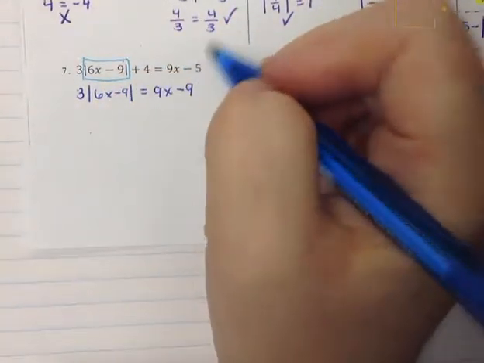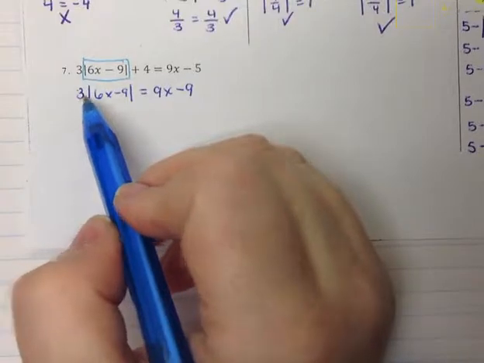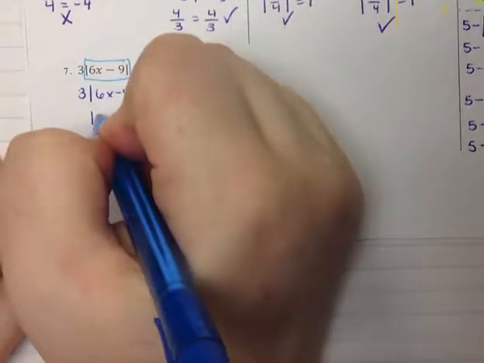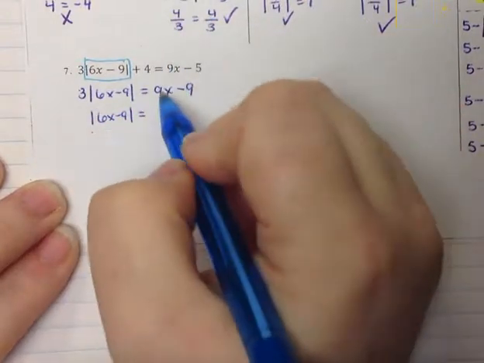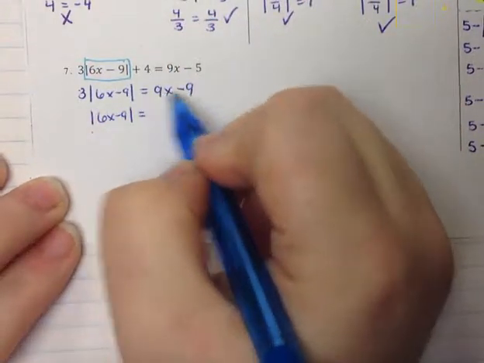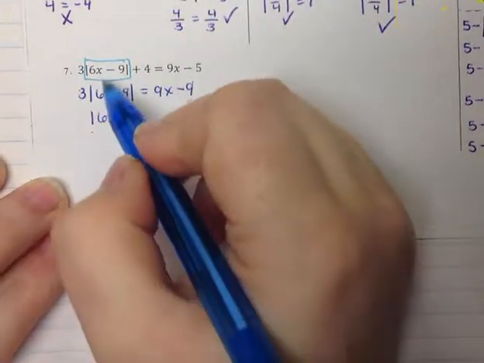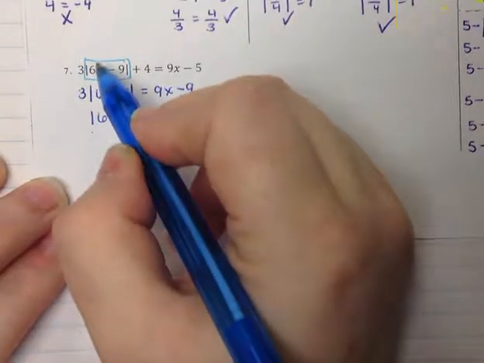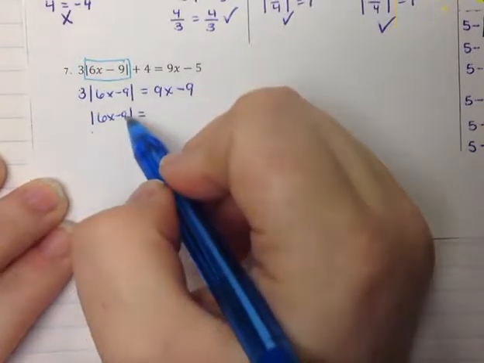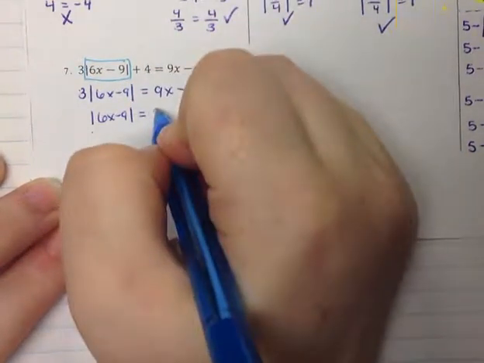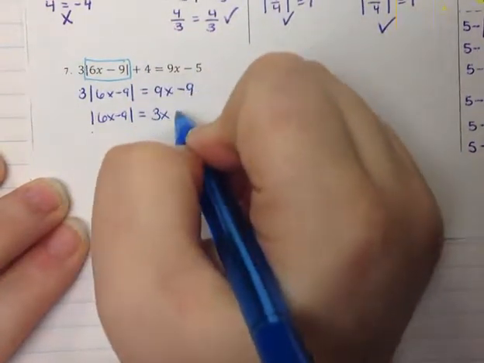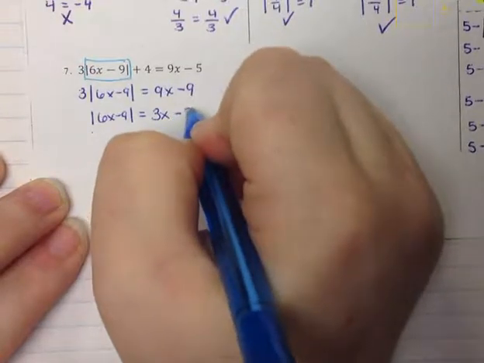Then we want to divide by the 3. So we will have this absolute value of 6x minus 9, absolute value is equal to. I divide each of these by 3 because they are not in the absolute value. The absolute value does not change from beginning to isolation. So 9x divided by 3 becomes a 3x. Negative 9 divided by 3 becomes a negative 3.